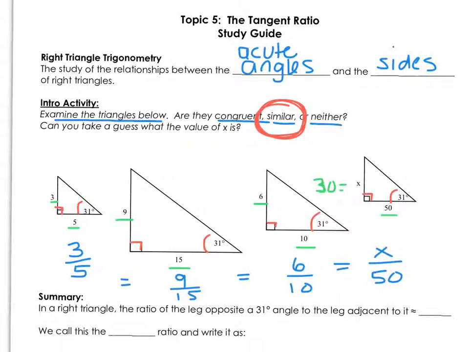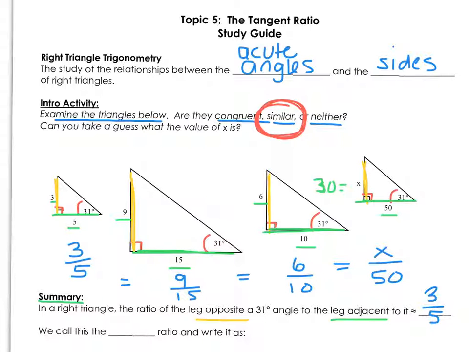Okay, so let's look at this summary. In a right triangle, the ratio of the leg opposite to a 31-degree angle, so let's talk about what that is. Opposite to the 31-degree angle means the side that's completely on the other side of the triangle from that angle, compared to the leg adjacent to it. The adjacent leg is the leg that's touching the 31-degree angle. In all of these cases, that ratio works out to be about 3 to 5.